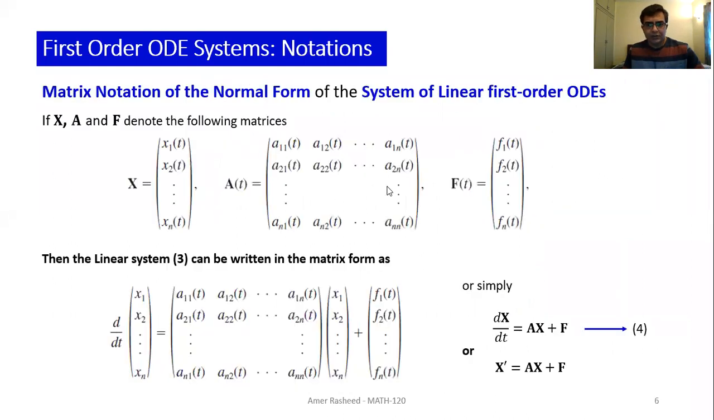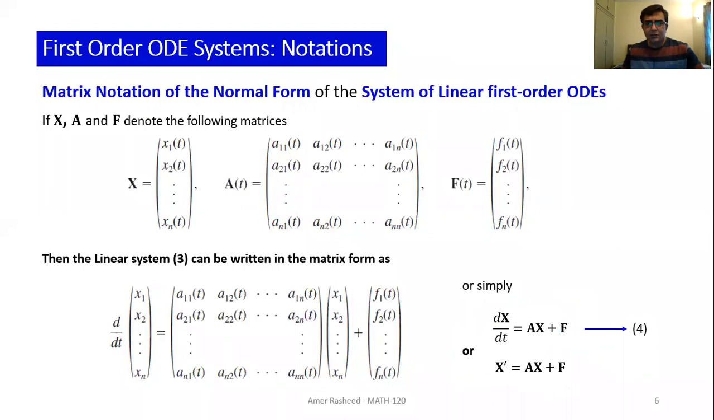Now we go to this one. Simply, we can write the linear system in this form. It is basically a non-homogeneous linear system, because here we have this term as well, f. If this f is zero, then the remaining system will be called a homogeneous linear system. Or we can write it in a more compact form as x dash is equal to Ax plus f.